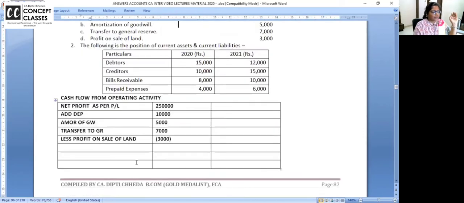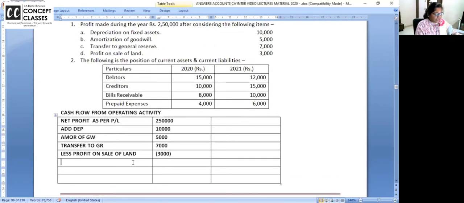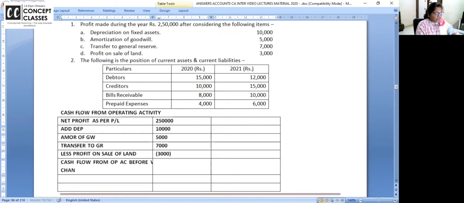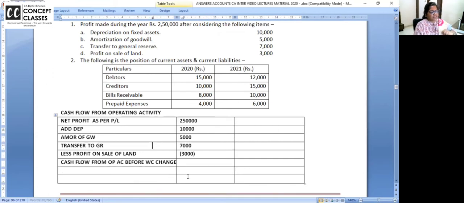So now what do you get? I want you all to see from here. You call it cash flow from operating activities before working capital changes. Before working capital changes. Nice? Clear to you? How much is the answer? I want all of you to send me the answer. Good that everything is clear to all of you until now.